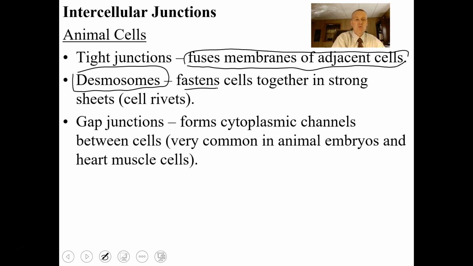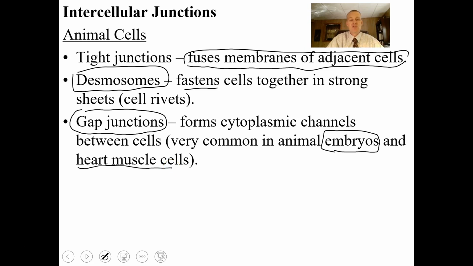Another, a little bit more rare junction is called a gap junction. These form cytoplasmic channels between cells, so they're like little holes between cells, and they're very common in animal embryos, because there has to be a lot of communication between cells so that you can form the right appendages and the right organs. But you also see these in adult heart muscle cells. Heart muscle cells have the ability to conduct electrical signaling through those gap junction channels, so the heart will beat in rhythm.